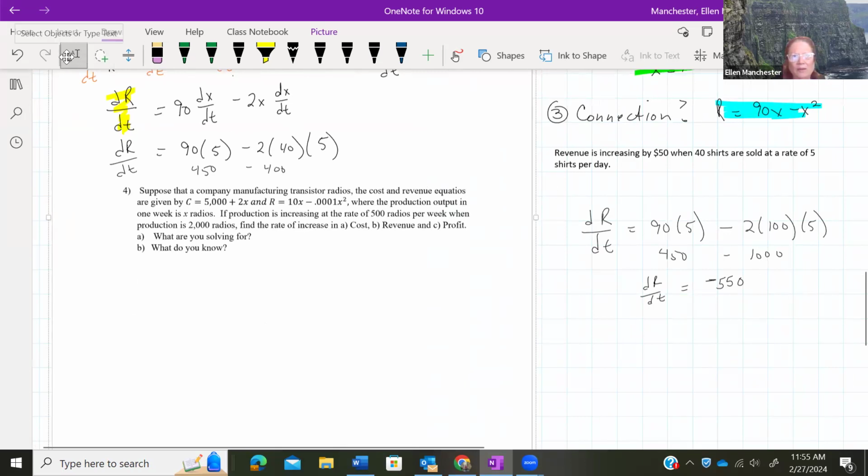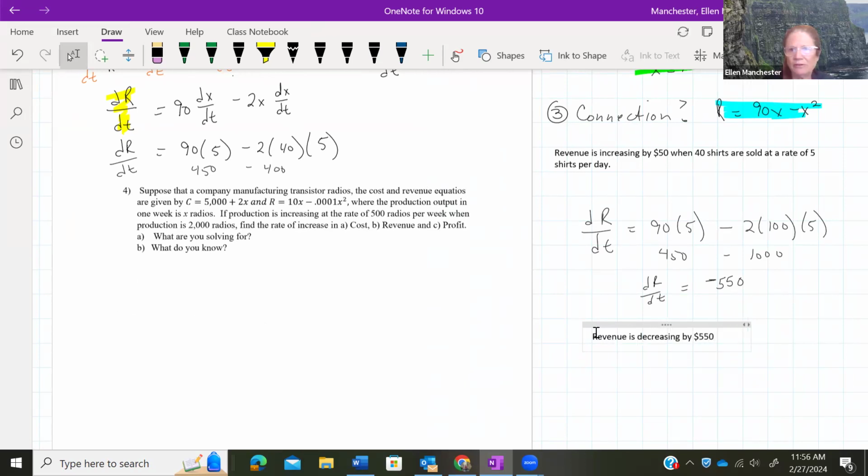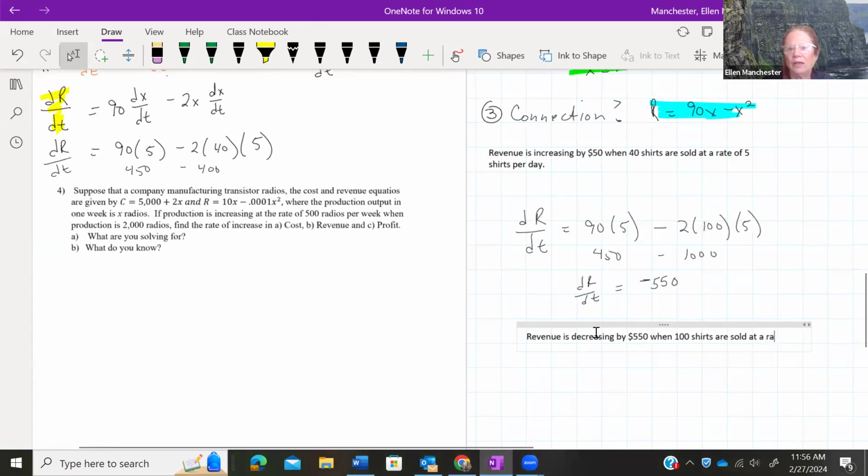So let me type down here just so that we have it. Revenue is decreasing by $550 when 100 shirts are sold at a rate of 5 shirts per day.